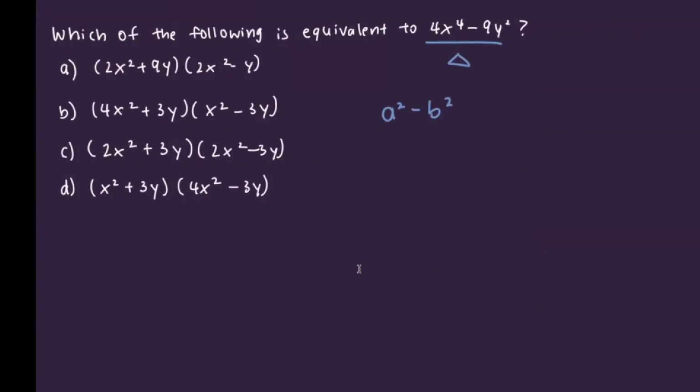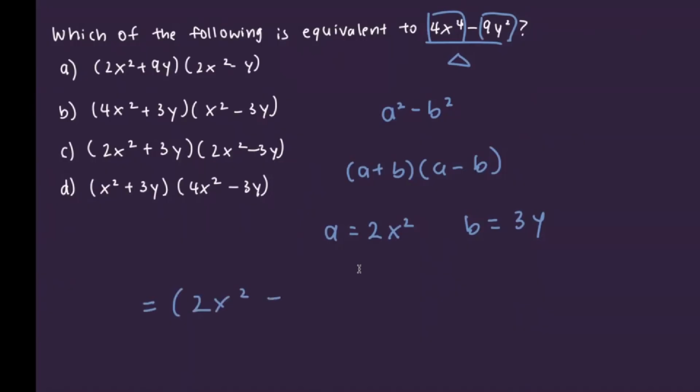So using that formula and what we memorized, a plus b times a minus b, then we can see that a is 2x squared and b is 3y. Since when you square them, it will get you the answer of these two. And therefore, we can see that it is equal to 2x squared plus 3y times 2x squared minus 3y. And so our answer is C.